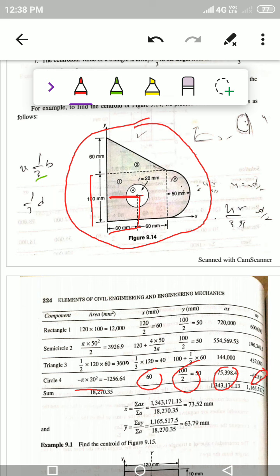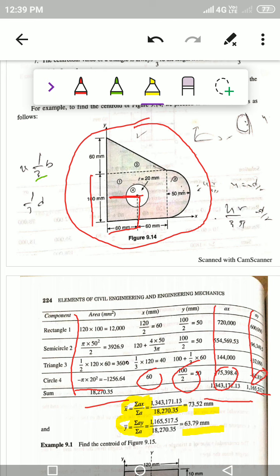After that, take the summation of ax, adding all these values, and the summation of ay, adding these values, and the total summation of area. Here you have to deduct, considering the area of the circle as negative itself, and calculate the summation. After that, we have the formula: x bar is equal to summation of ax divided by A, and y bar is equal to summation of ay divided by A. You have calculated the values, just substitute them and you will get the x bar and y bar values. Clear?